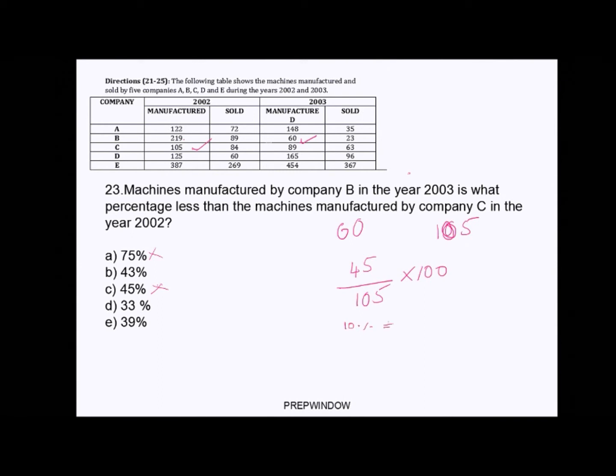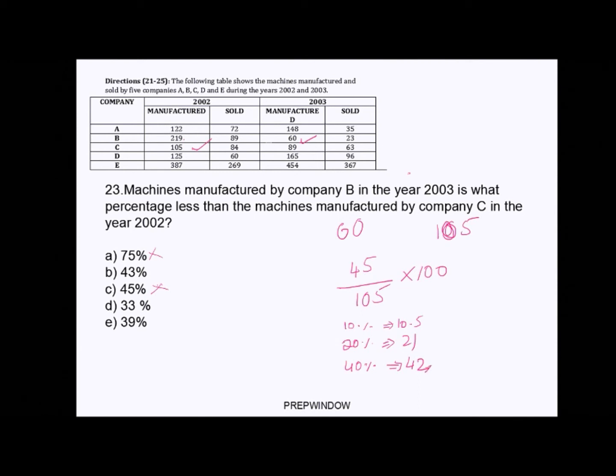10% of the denominator is 10.5. 20% will be 21. So now if you have calculated 20%, you can directly jump to 40%, that is 42. 20% double is 42, which is 40%.